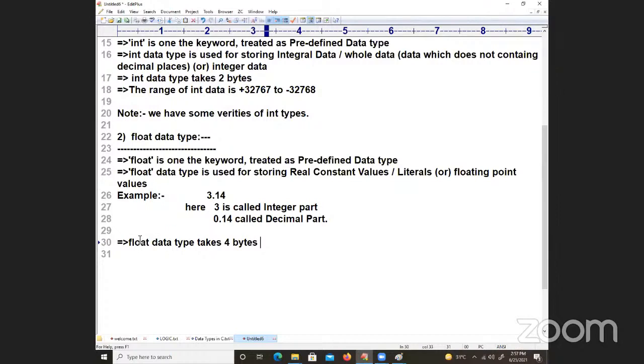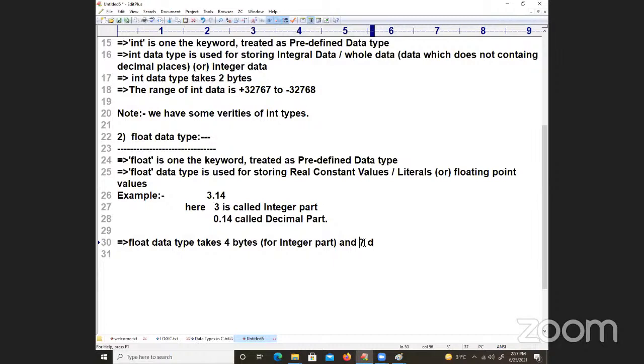As far as this is concerned, the integer part will contain some range and the decimal part will contain some range. Dear students, it's an important point. These 4 bytes are for what? Float means the integer part plus the decimal part will be there. These 4 bytes are for the integer part, and it will take 7 decimal places.